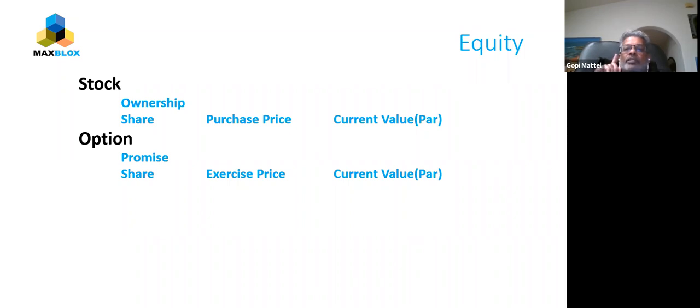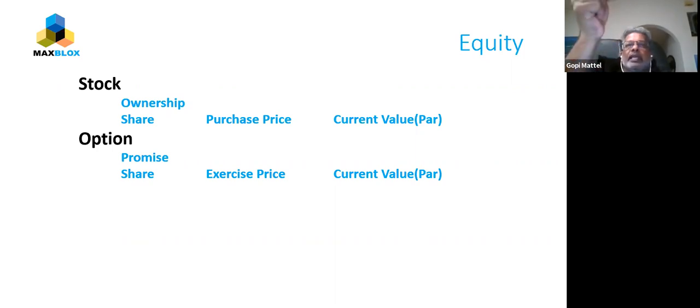That's a crucial difference. The person holding the option, that promise on the other side, doesn't own a part of the company at that point. So it's a promise, and that's a major difference. But options also operate as shares. Stock operates as shares. Options also are shares.